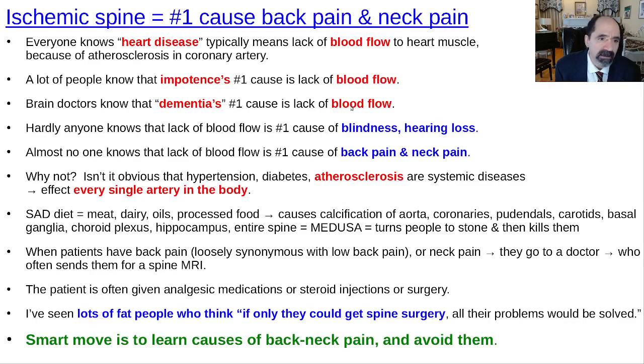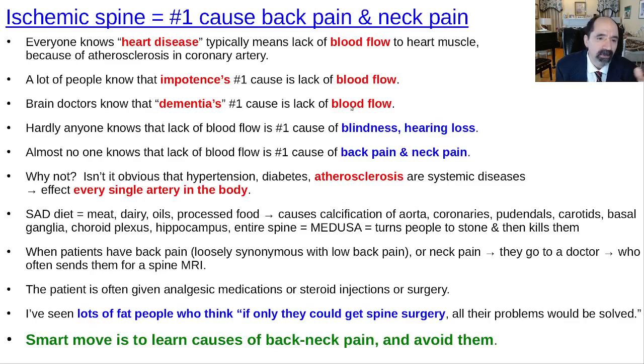Okay, well, brain doctors, the ones that are really good, they know that most of the reason people become demented is because of lack of blood supply to the brain. Yeah, sure, there's all this other stuff about oxidative stress and beta amyloid and all that, but you know what? I look at brains all day long. It's mostly because they got atherosclerosis to the blood vessels in the brain or supplying the brain.